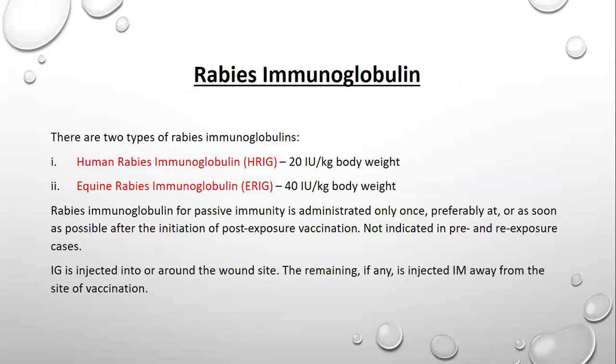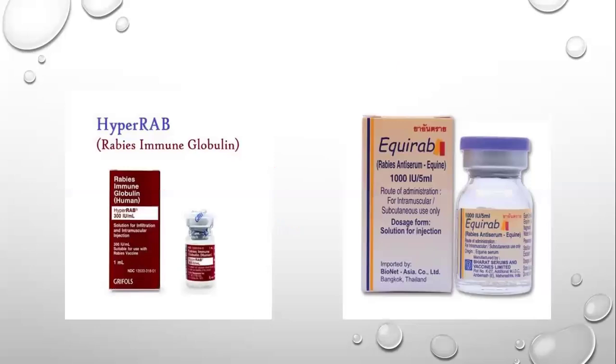Rabies immunoglobulin. There are two types of rabies immunoglobulin. Human rabies immunoglobulin that is given 20 international units per kilogram of the body weight. Equine rabies immunoglobulin that is given 40 international units per kilogram body weight. Rabies immunoglobulin for passive immunity is administered only once, preferably at or as soon as possible after the initiation of post-exposure vaccination. Not indicated in pre or re-exposure cases. Immunoglobulin is injected into or around the wound site. The remaining, if any, is injected intramuscularly away from the site of vaccination. These are the two types of rabies immunoglobulins.